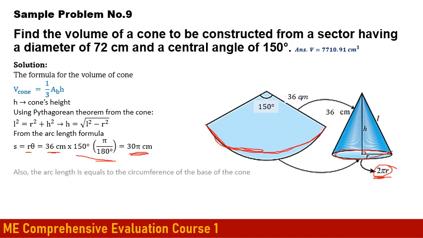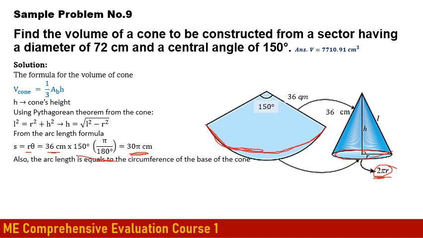And we know that it equals 2 pi r, because the circumference of the base of the cone is equal to that arc length if you are going to fold it. So we can equate C, or 2 pi r, since circumference is equal to 2 pi r, to our computed S, which is 30 pi cm. From that we get the value of the radius as 15 cm.